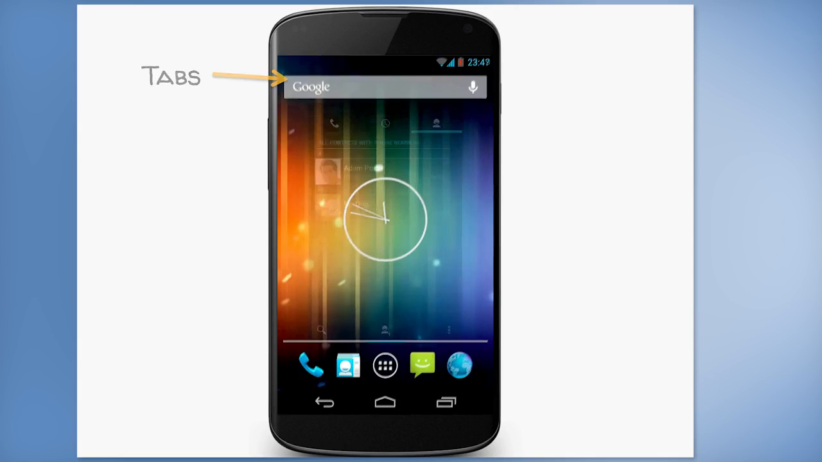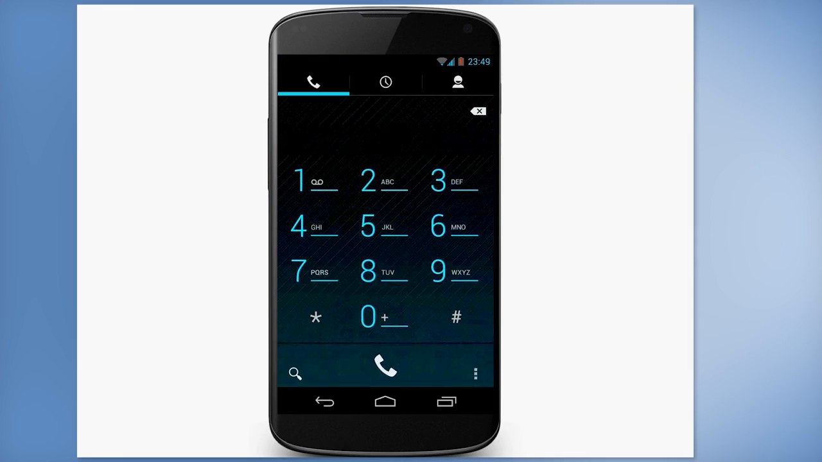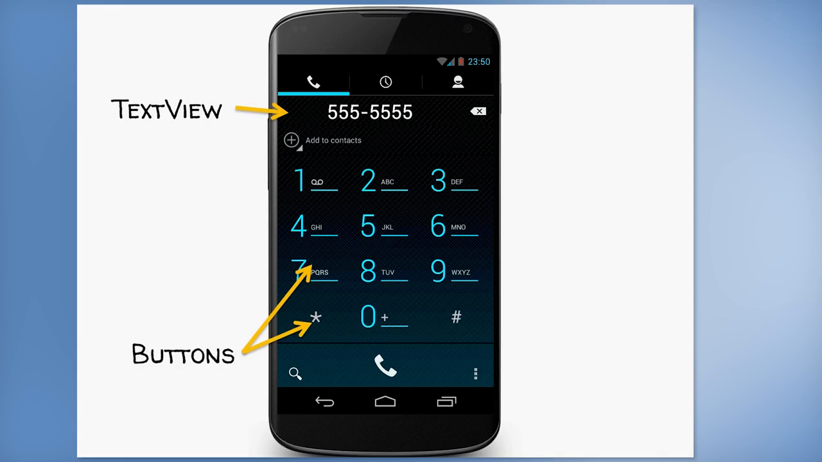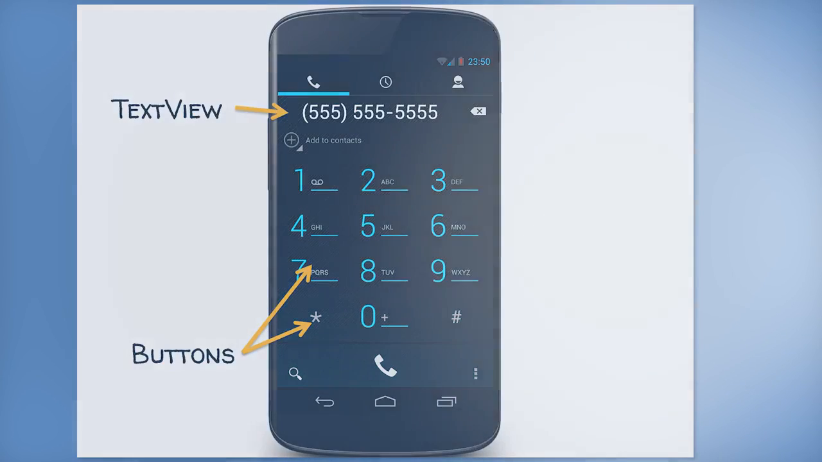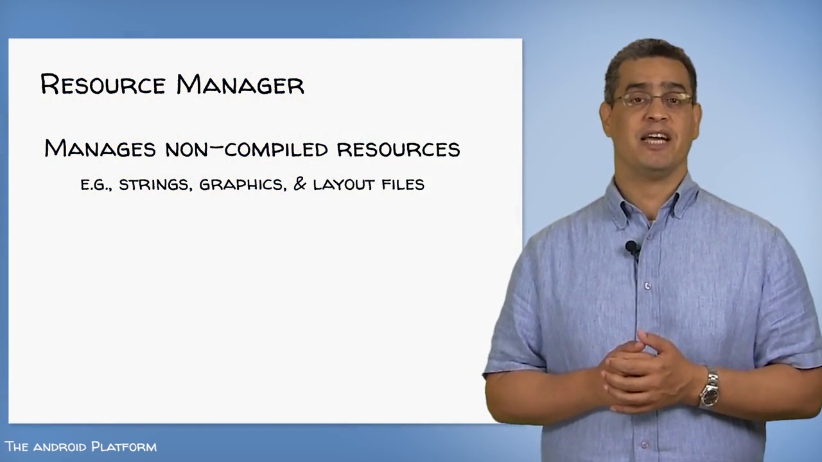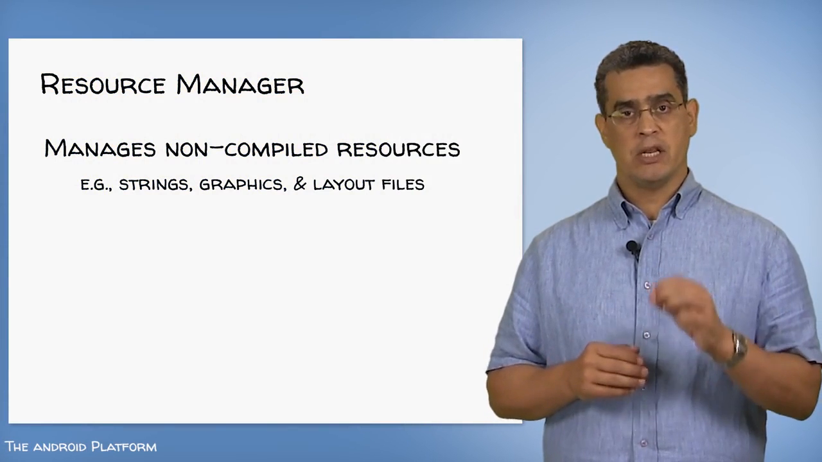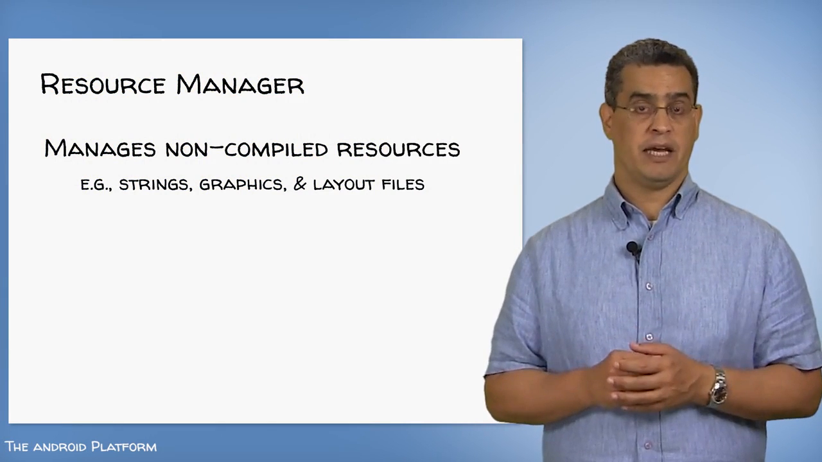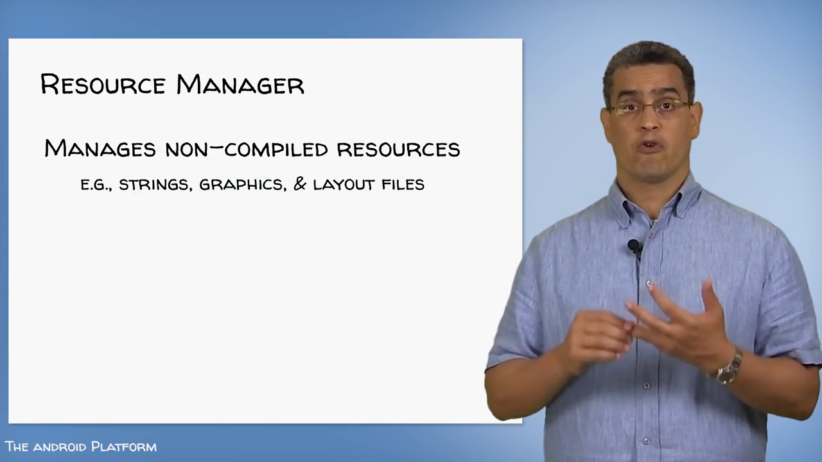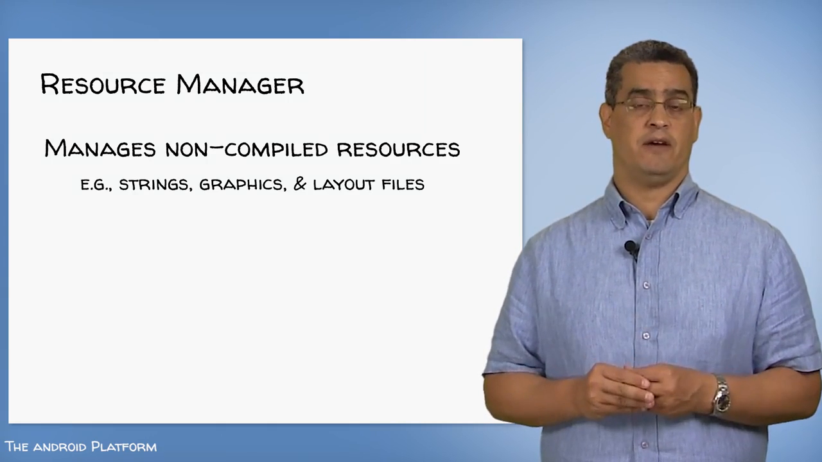Now, as I just said, when I select the Phone tab, I'm shown a user interface that mimics a phone keypad. That keypad is made up of view system components, things like buttons and text views. And then the application will listen as I press these buttons and then respond by writing the corresponding digits to a text view to show me what number I'm dialing. The next application framework component is the Resource Manager. This component manages the non-compiled resources that make up an application, things like strings, graphics, and user interface layout files.